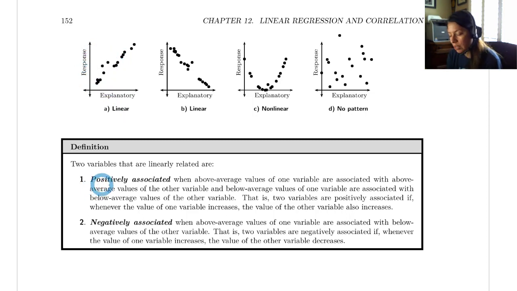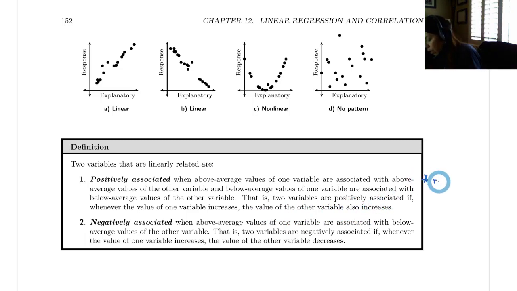This is called a positively associated relationship. It's when above average values of one variable are associated with above average values of the other variable, and below average values of one variable are associated with below average values of the other variable. That is, two variables are positively associated if whenever the value of one variable increases, the value of the other variable also increases. And this is what we had with our rock example.